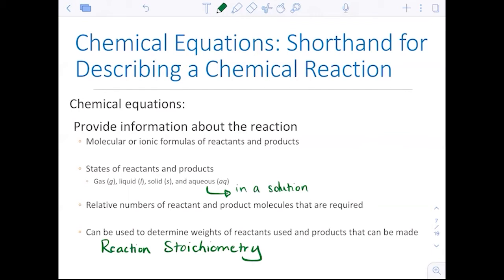Or I can say, hey, I want to make 12 grams of carbon dioxide. Well, how much oxygen and how much methane do I need to start with? It's a way of being able to look at a procedure in a chemical lab and say it's based off of that balanced equation.